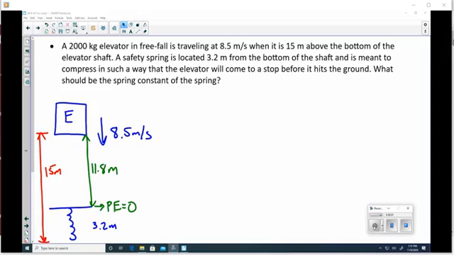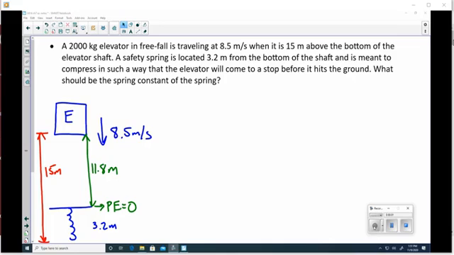Alright everyone, so in this problem we have a 2,000 kilogram elevator that's in free fall, and it's traveling at 8.5 meters per second when it's 15 meters above the bottom of the elevator shaft. There's a safety spring located 3.2 meters from the bottom of the shaft, and it's meant to compress in such a way that the elevator will come to a stop before it hits the ground. So we want to know what should be the spring constant of the spring.